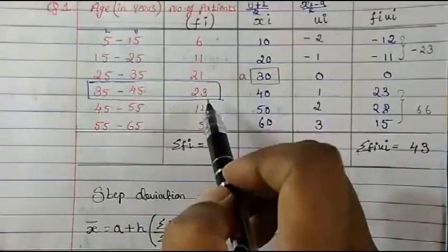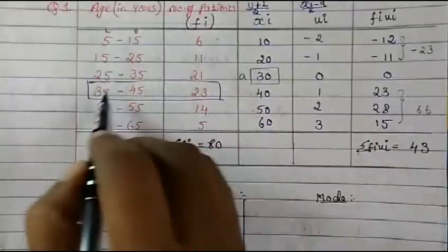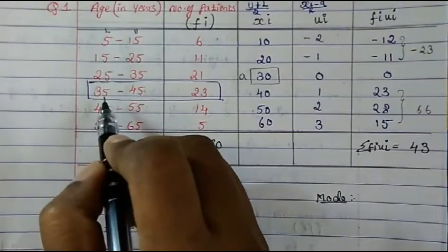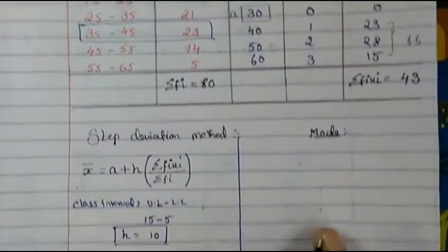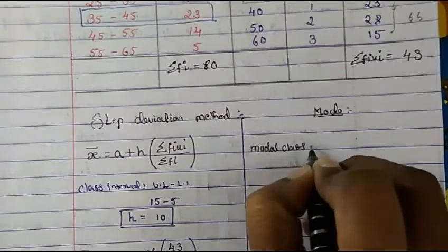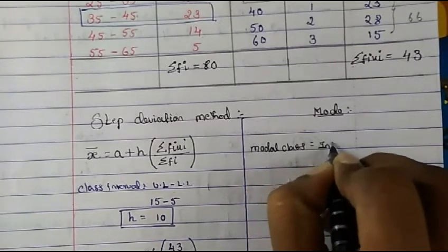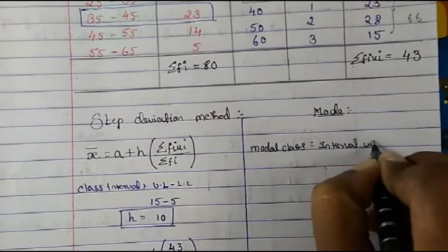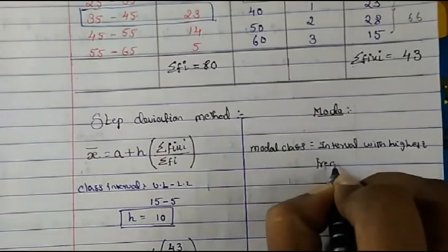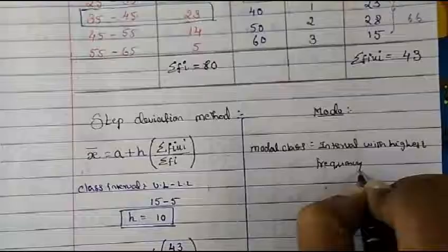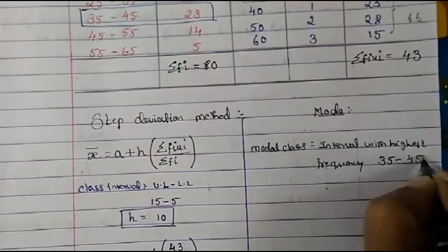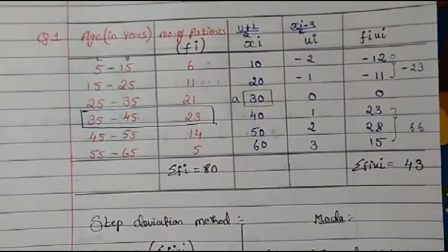first you will see the highest frequency, which is the one, and in this the highest class, modal class, is here. This is the one interval with highest frequency. So you can write down also, there is no problem. Modal class, that is interval with highest frequency is 35 to 45. Okay, so you can mark down here.